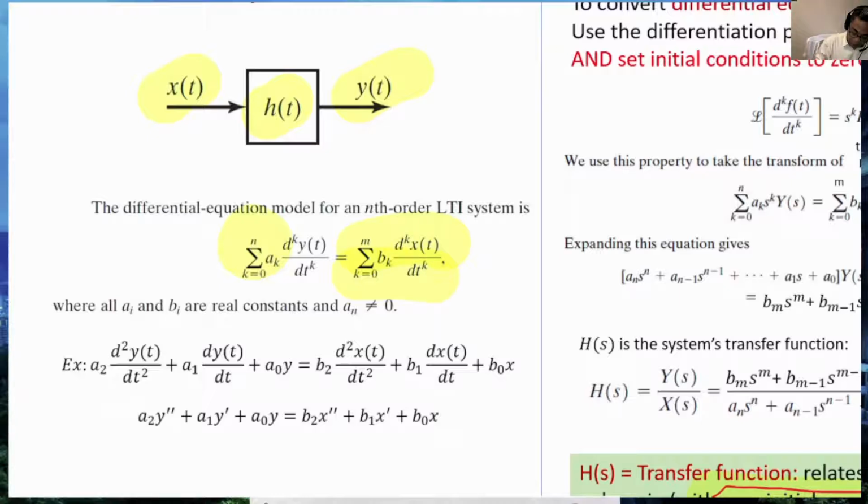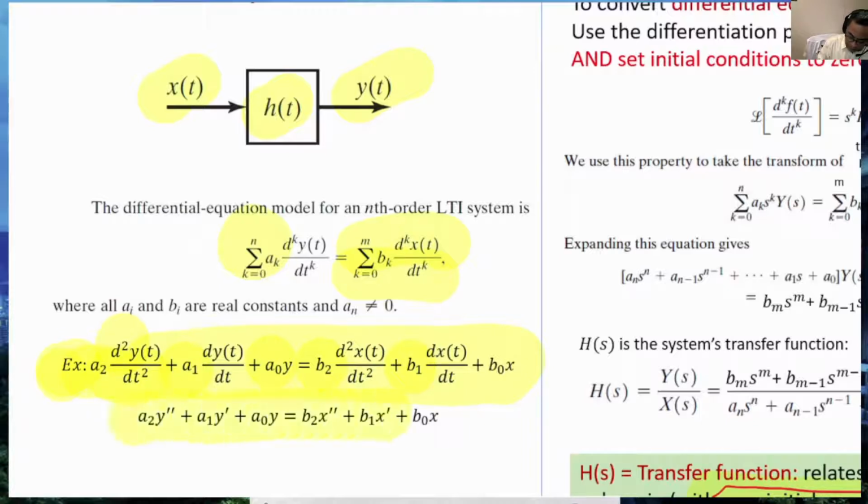So what can we do? Well, let's have a concrete example of a second order. So we have a second order system, and let the coefficients be constant coefficients. So we are only focusing on constant coefficients. All the a's and all the b's are constant coefficients, real numbers. And we write, let's say, this full differential equation over here.